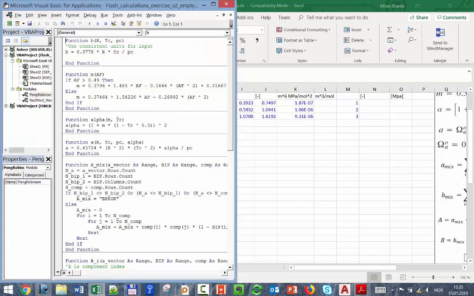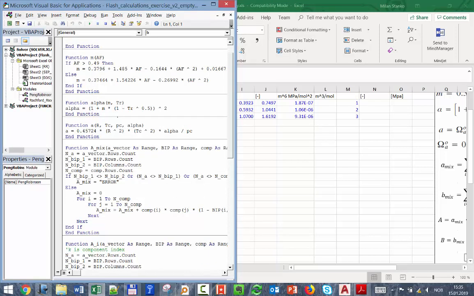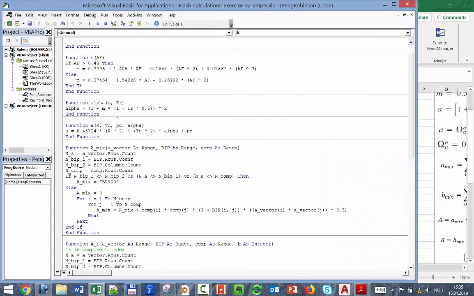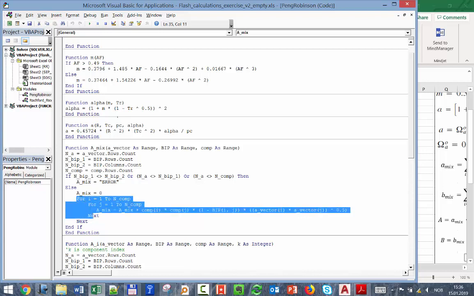A mix, it's this guy. This function is taking the vector of A's, the vector of compositions, and the matrix of beeps. And then it has two for loops, those are the two summations. We're not going to go into detail in class, but when you're solving the exercise, I suggest you take some time to see what is inside. Basically, it's doing that part.